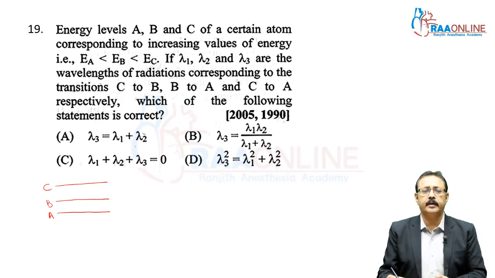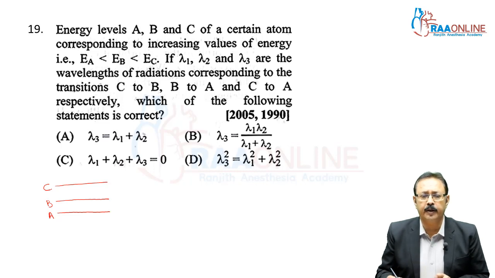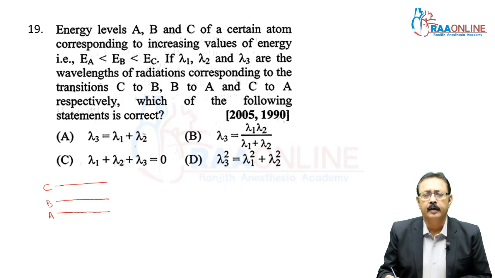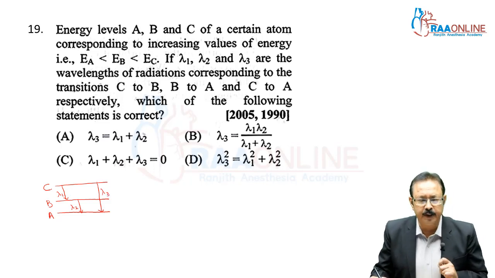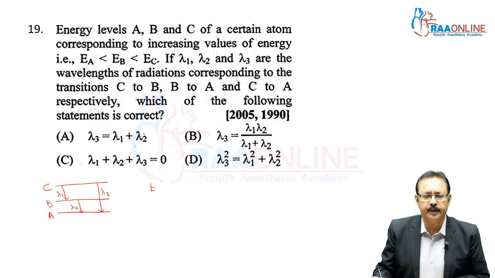Lambda 1, lambda 2 and lambda 3 are the wavelengths of radiations corresponding to the transition C to B, lambda 1, C to B. Lambda 2, B to A. Lambda 3, C to A. Means when it will come from C to A, it will emit an energy EC minus EA, difference of these two energy levels, means difference of this plus difference of this.